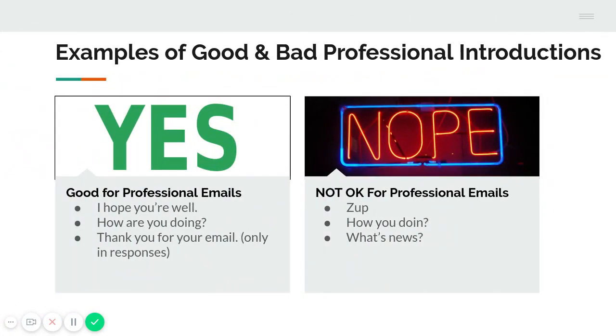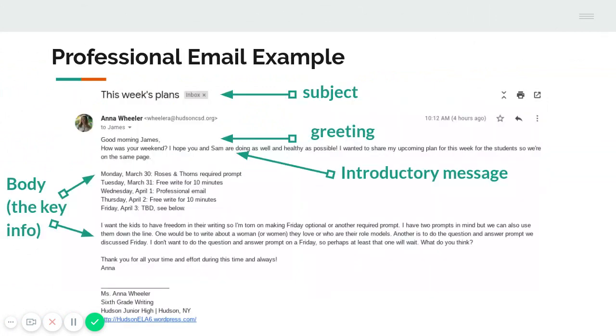I hope you're well. How are you? Thank you for your email. Sometimes that's appropriate if you're responding to somebody, but not if you're starting an email, because that wouldn't make any sense, would it? Some things that are not okay: "Sup, how you doing?" or "What's news?" or not including one. Again, the key word here is professional. We are not casual right now.